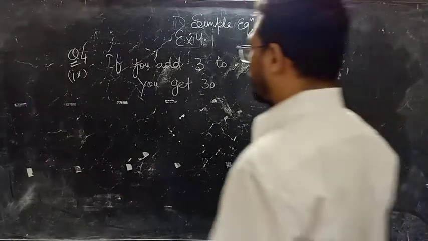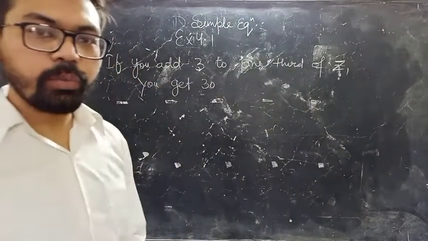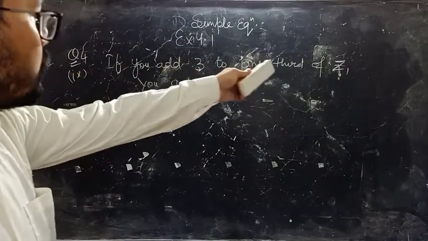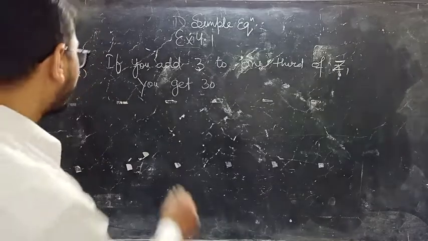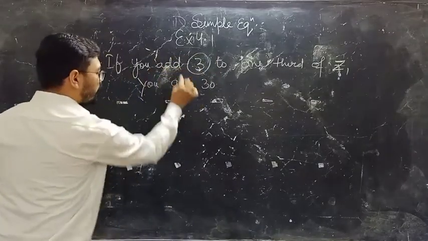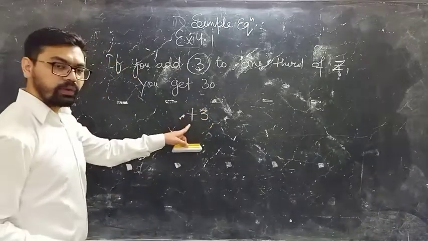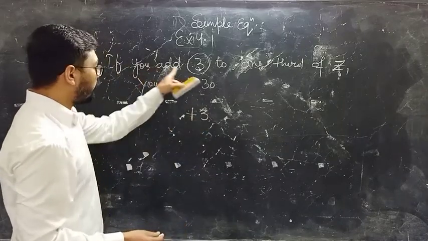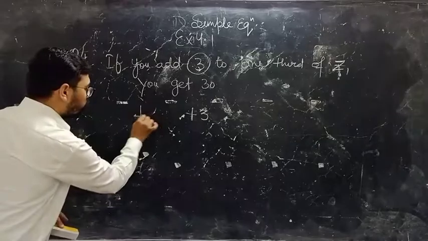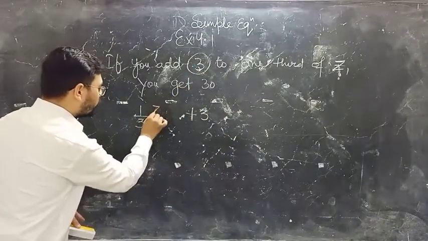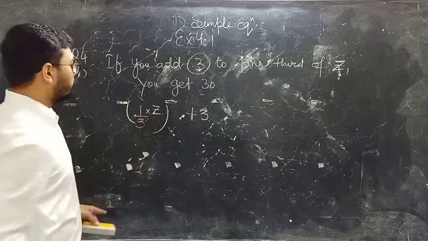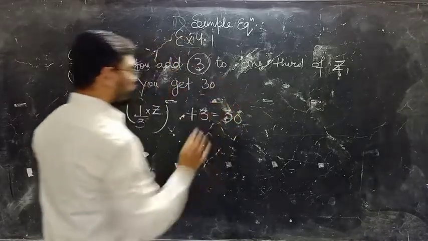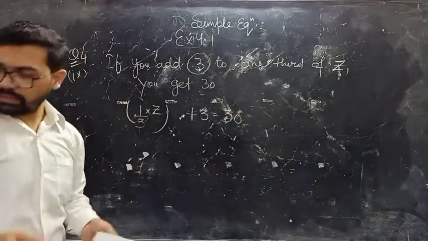Now students, part 9 of question number 4 of the same exercise 4.1, and the question says, if you add 3 to 1/3 of z, you get 30. If you add 3, you need to write a plus sign. Add means plus sign 3. If you add 3 to 1/3 of z, you get 30. So this is the simplest way to make an equation from a given statement.